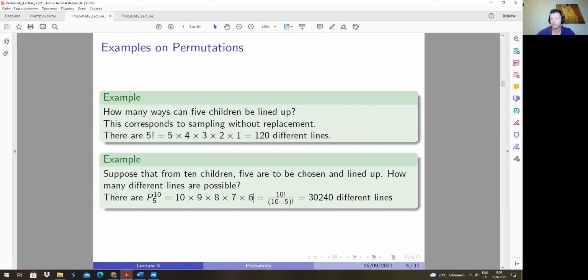By the way, I hope you know what a factorial is, right? It is the product of natural numbers from 1 to the number that is given. So 10 factorial is 1 times 2 times 3 times 4 times 5 times 6 times 7 times 8 times 9 times 10. And in the denominator, we have 1 times 2 times 3 times 4 times 5. When we divide the first factorial by the second factorial, we exactly have the residual 10, 9, 8, 7, 6 that is here.